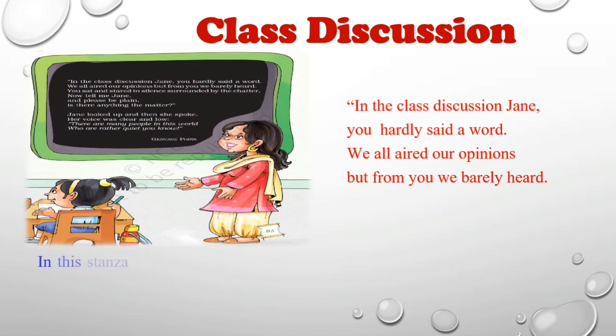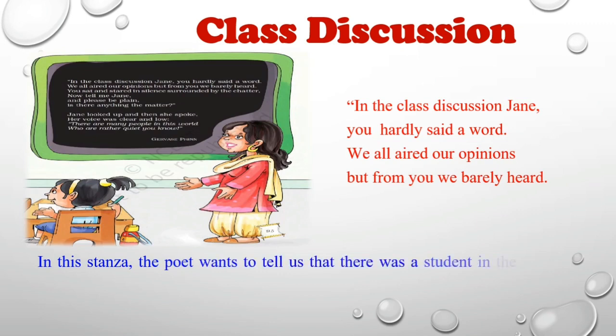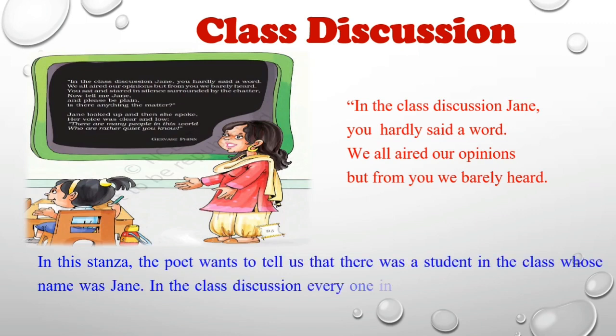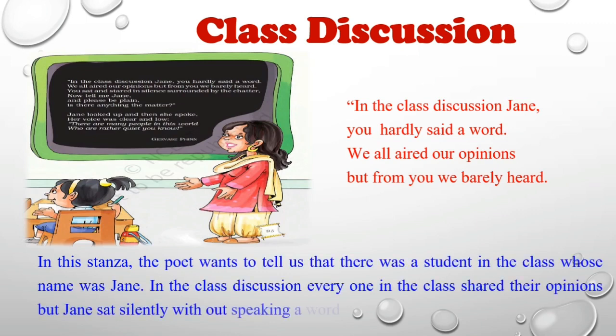It means, in this stanza, the poet wants to tell us that there was a student in the class whose name was Jane. In the class discussion, everyone in the class shared their opinions, but Jane sat silently without speaking a word.